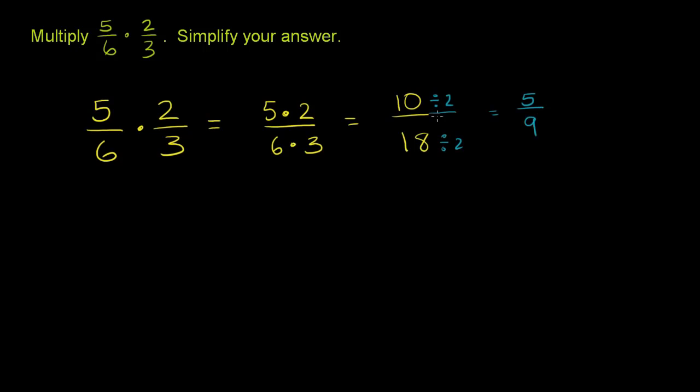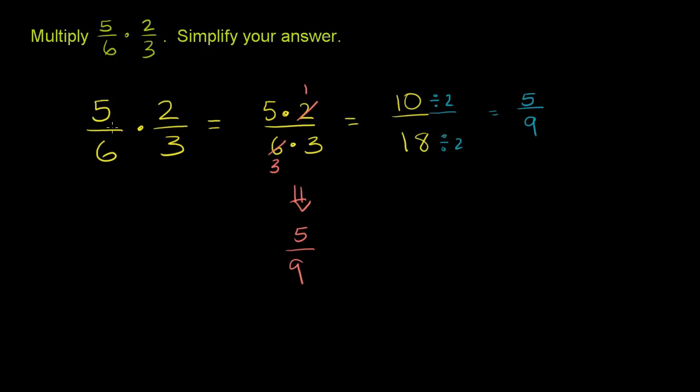Now, you could have essentially done this step earlier on. You could have done it actually before we did the multiplication. You could have done it over here. You could have said, well, I have a 2 in the numerator, and I have something divisible by 2 in the denominator. So let me divide the numerator by 2, and this becomes a 1. Let me divide the denominator by 2, and this becomes a 3. And then you have 5 times 1 is 5, and 3 times 3 is 9. So it's really the same thing we did right here. We just did it before we actually took the product.